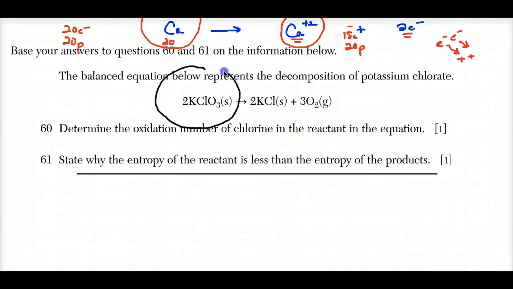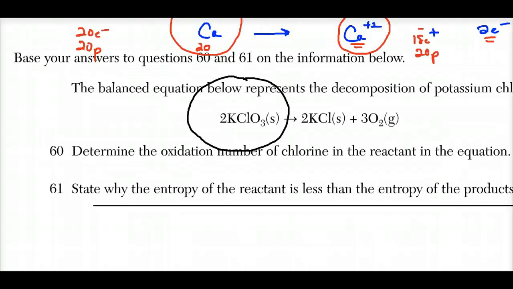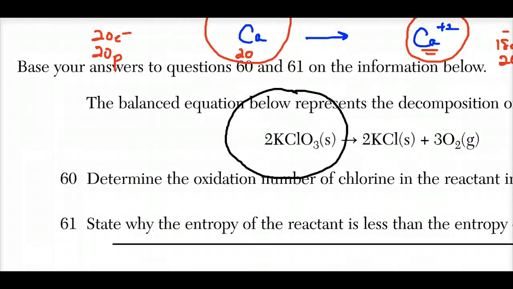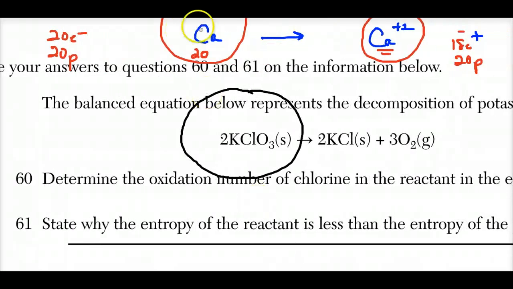That has to be clear. Reactants react to make products. So this is the reactant side. Let's zoom in a little bit. So they want the oxidation state, and this was the first skill in Redox. So let's get this a little bigger.